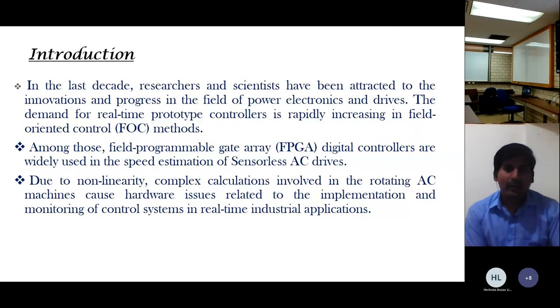In this paper, I have used the Snetly real-time controller, which was recently designed by the Snetly Smart Cortex team. I have used that controller here.